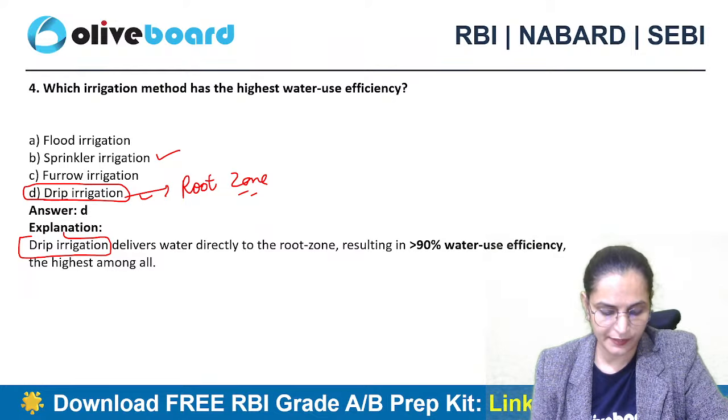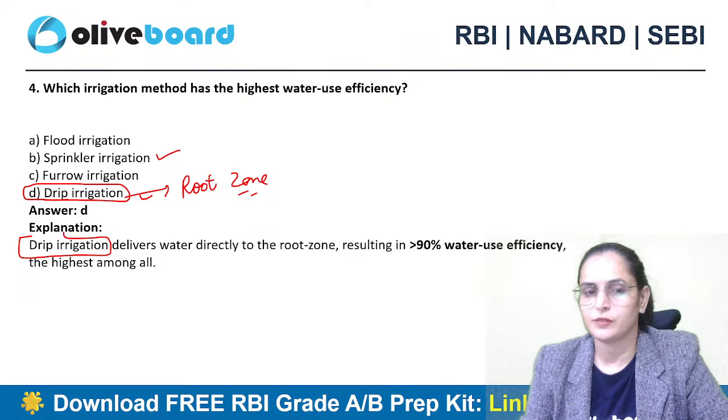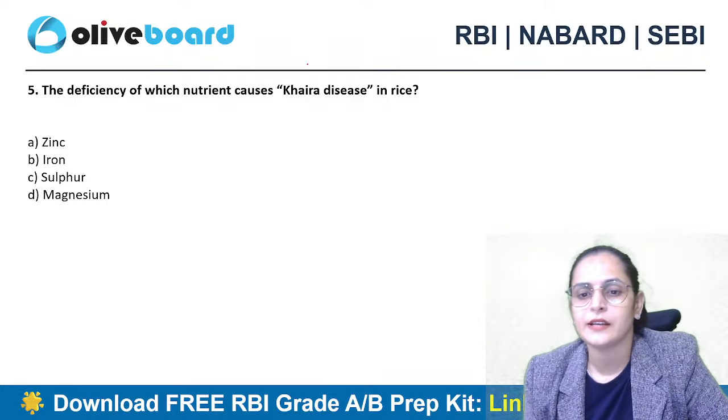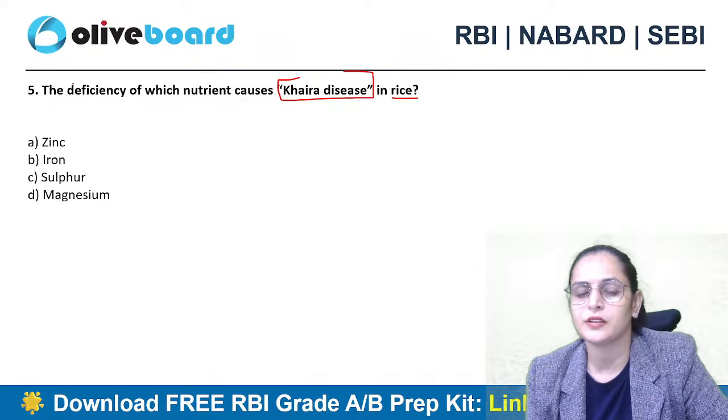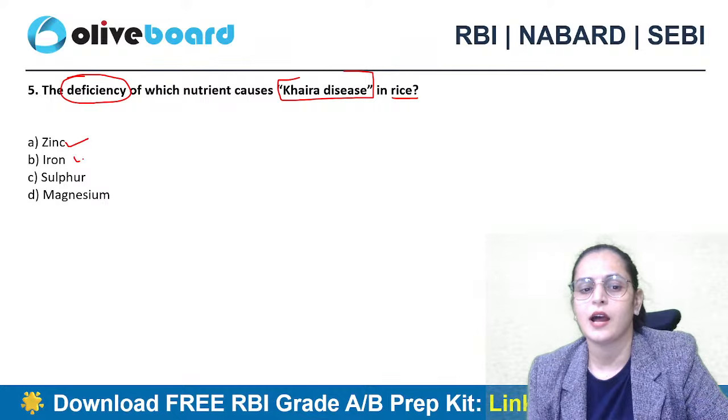Moving ahead, we have the next question. Question number 4 is there. Yes, this is a very important question. Like Khaira disease, which you might have observed in rice. You have to mention which nutrient's deficiency it is caused by: zinc, iron, sulfur, or magnesium.